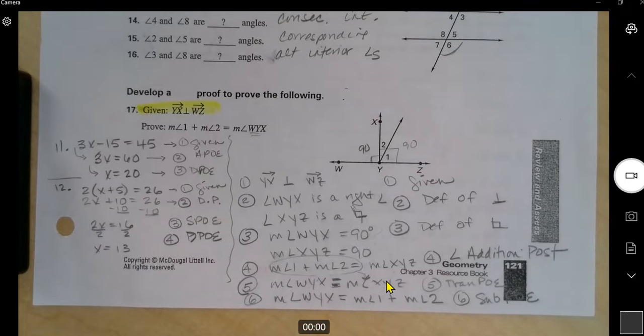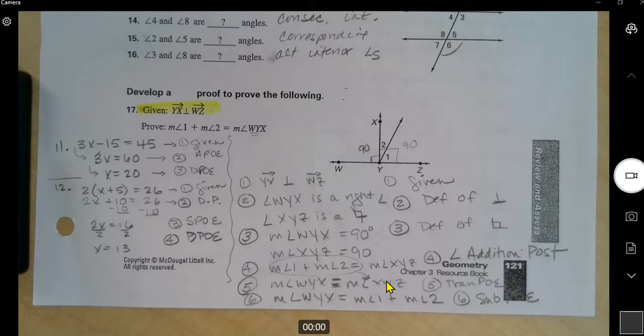If I'm given those two lines are perpendicular, we go back to that unit 3 idea. What do I see? What do I know? What do I need? I need the sum of 1 and 2 to be equal to angle WYX. Because the lines are perpendicular, by the definition of perpendicular, each of these angles are right angles. Because they're right angles, I know their measures are 90 degrees.